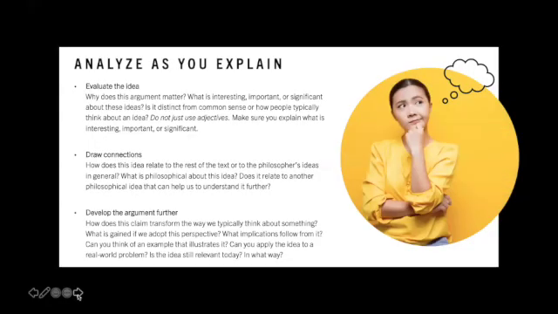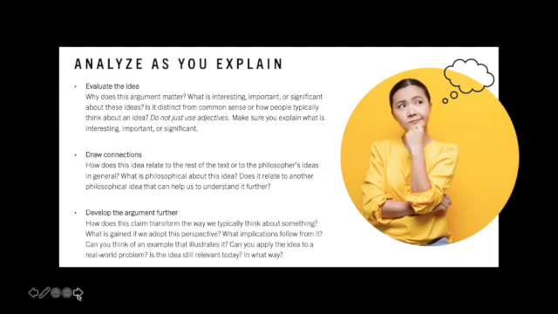As you are explaining ideas from the text, make sure you analyze them. This could mean evaluating the idea, describing why it matters, what's important, what's significant, what's interesting about that particular idea. Is it distinct from common sense? Is it different than people typically think about that idea? And as you're evaluating, make sure you don't just use adjectives. If you use an adjective like interesting, and you just say it's interesting, the reader has no idea why it's interesting or why you're saying that. So make sure you explain why it's interesting, why it's important, why it's significant in concrete ways.